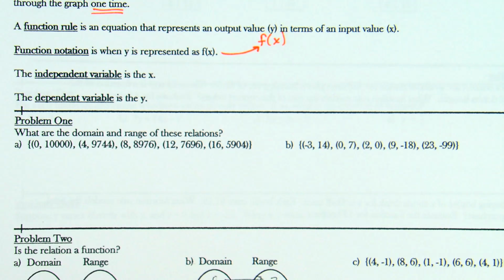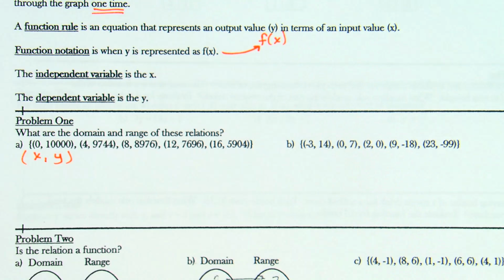Always x, comma, y, correct? Mm-hmm. Every single time. So if that's correct, the first thing we're going to do is they asked us for domain and range. Let's start with domain.